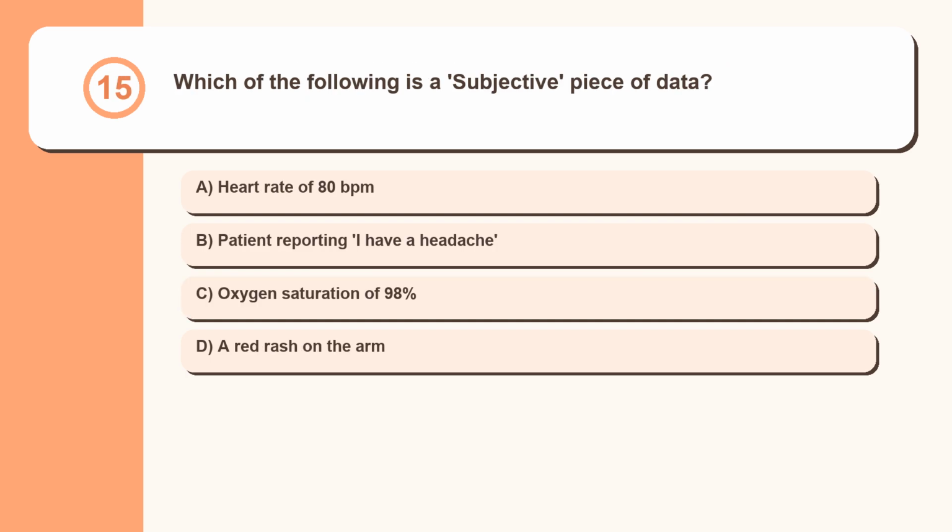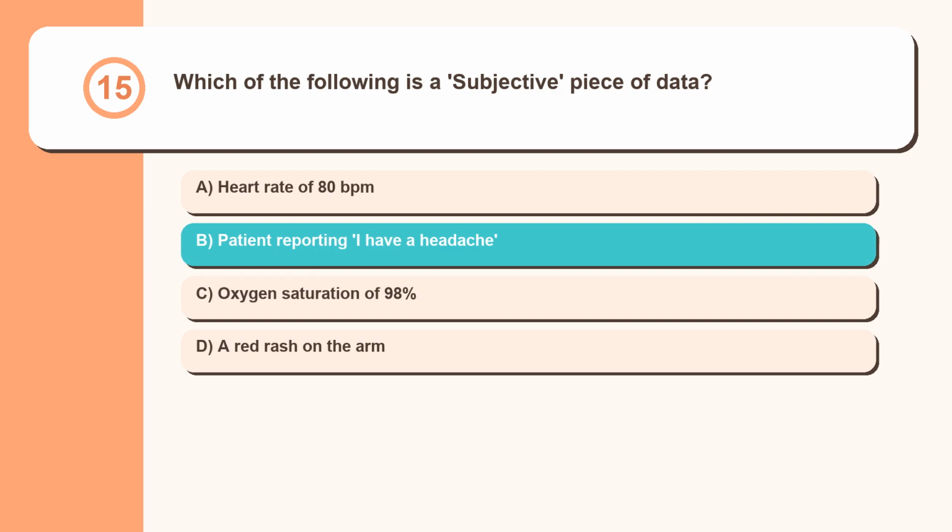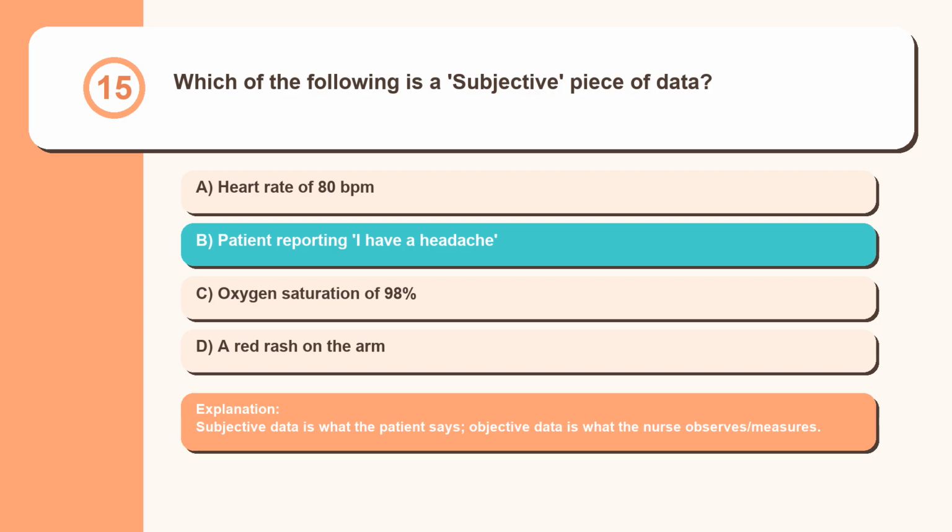Question 15. Which of the following is a subjective piece of data? Heart rate of 80 bpm. Patient reporting, "I have a headache." Oxygen saturation of 98%. A red rash on the arm. Subjective data is what the patient says. Objective data is what the nurse observes or measures.